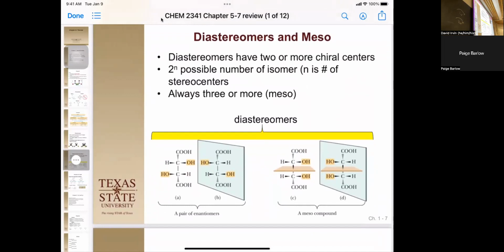How can we get 3? You have a pair of enantiomers and a meso compound. That's 3 isomers. So you always have at least 3 or more. In fact, you can have 3 stereocenters and still only have 4 isomers, because the other sets cancel each other out as meso compounds. So remember that enantiomers always come in pairs. Meso compounds have a mirror plane, and the set of these is diastereomers.